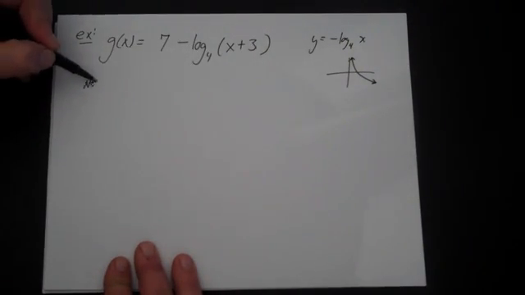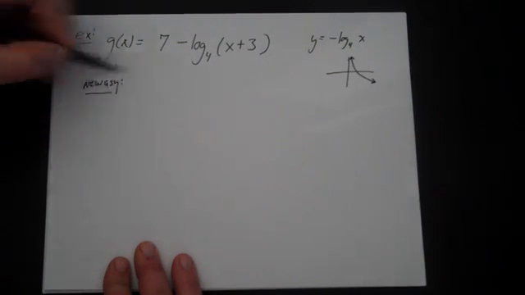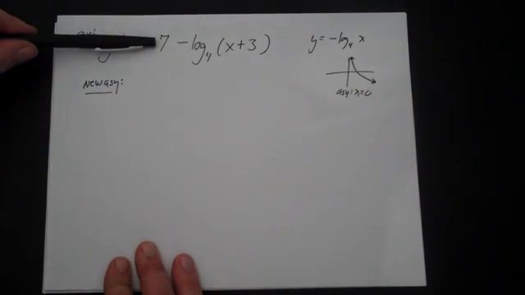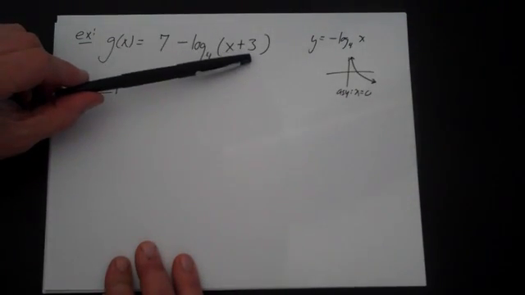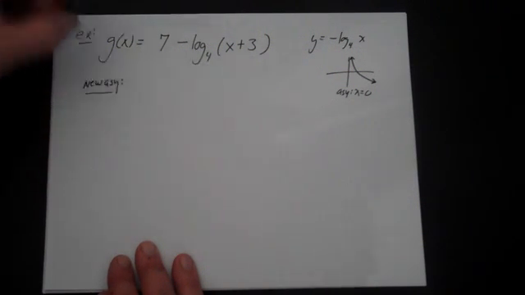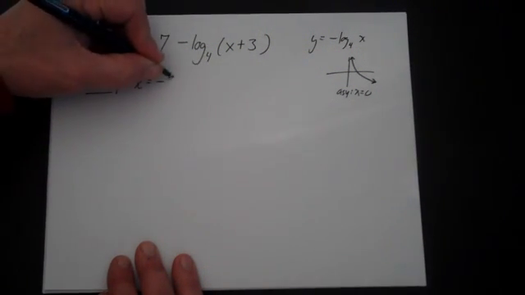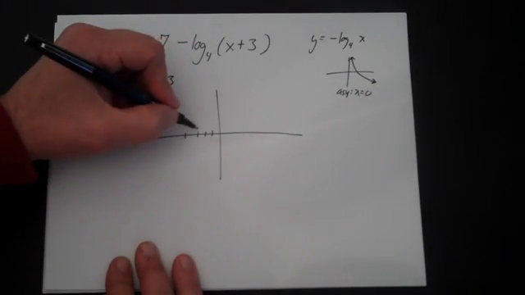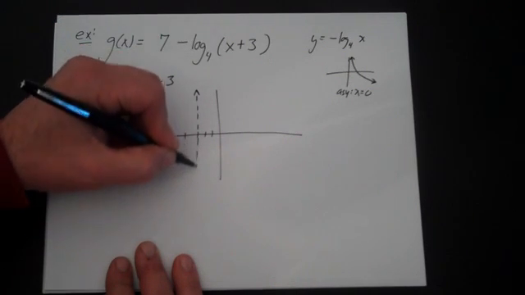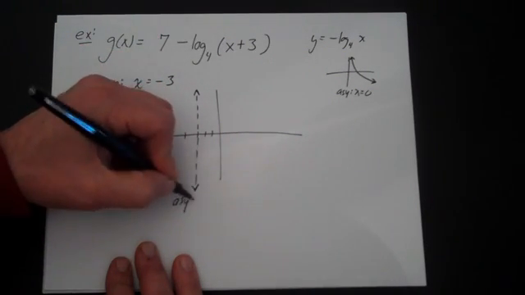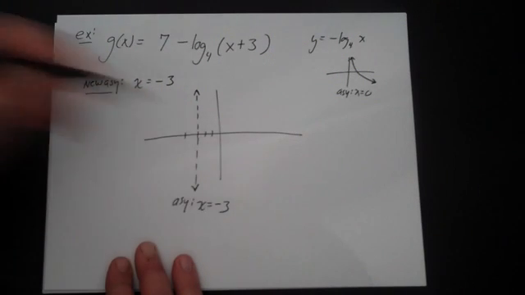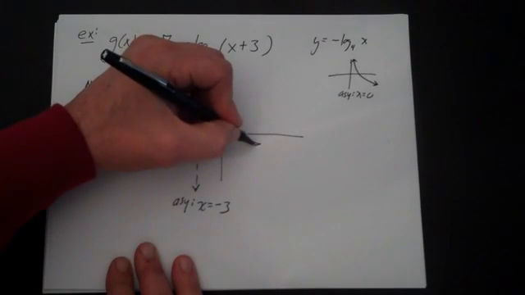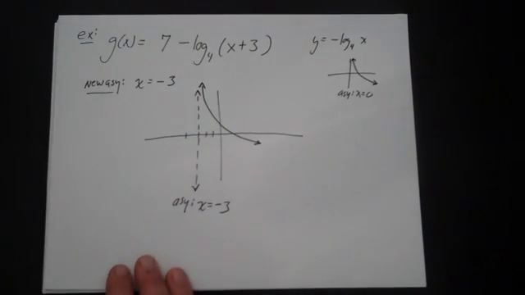Let's see what the new asymptote is. The asymptote starts out at x equals 0. It moves up 7, that doesn't change it, and then it moves to the left 3, negative 3. So the new asymptote is x is equal to minus 3. And that's the asymptote. It's going to roughly look like this. We don't know exactly what it looks like, but that's going to be good enough for this.